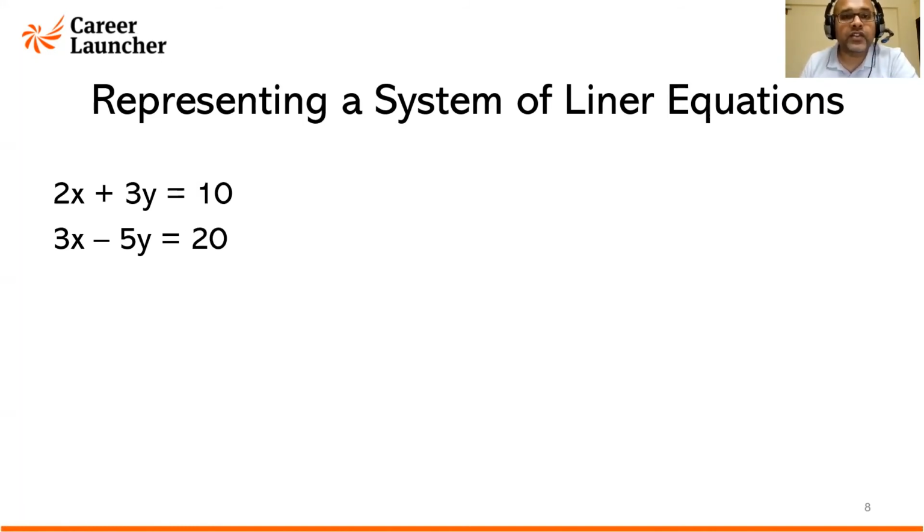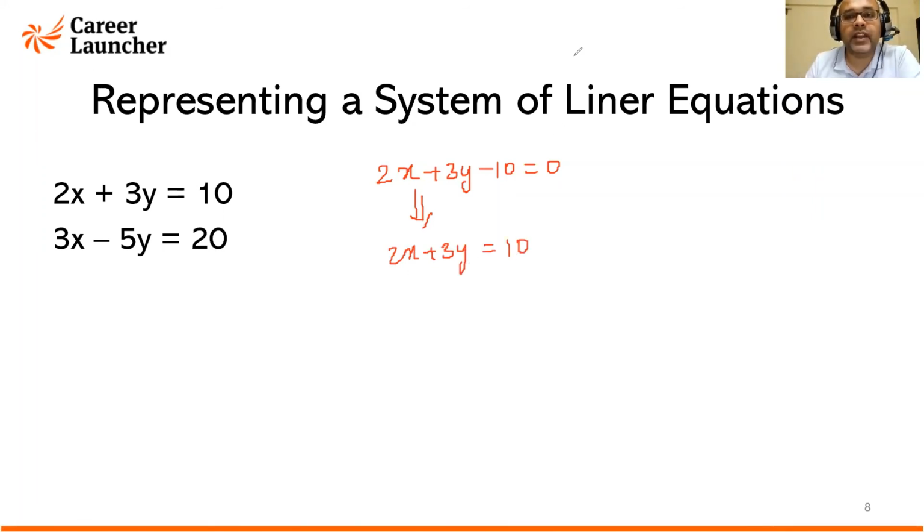So the format in which the equation should be given to you is LHS equal to a constant, where LHS should have your variables. Right hand side should always be a constant number. This is the format in which the equation should be given to you, right? So if it is not given to you in this format, for example, if you have 2x plus 3y minus 10 equal to 0, first convert it to 2x plus 3y equal to 10. Always bring it to this format, then only proceed.